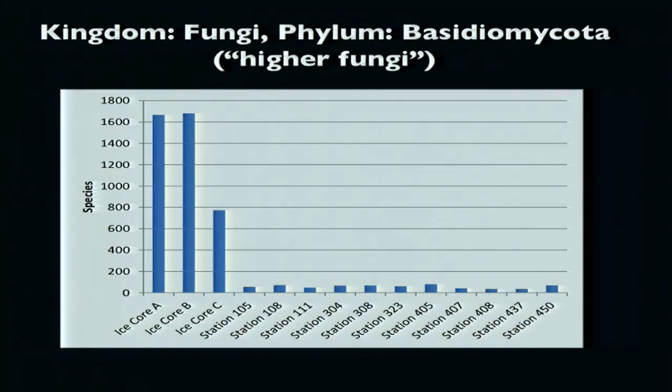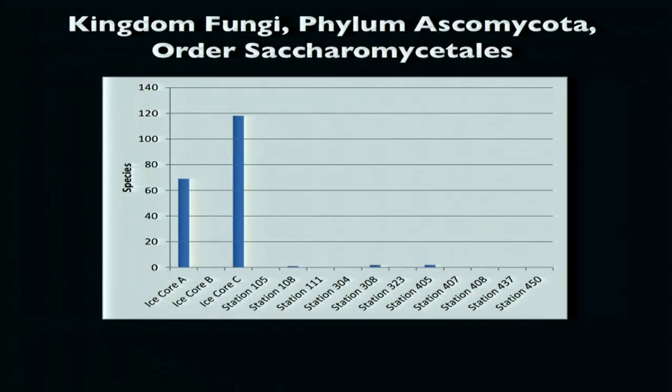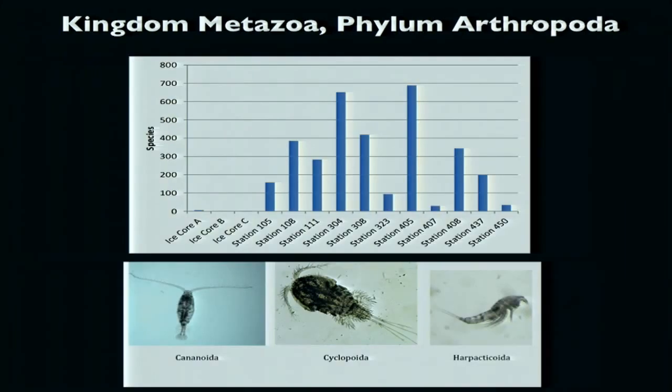You look at another group, these are fungi, higher fungi, and you see the ice cores give you a completely different picture, and then these ones are different. And again, these are OTUs. The species here is kind of a soft concept, but these are OTUs, and you've done enough statistics to know that this is not a pseudogene situation or chimeras or things like that. And then again, you look at another group, Saccharomycetales, and you see a different type of diversity measure.